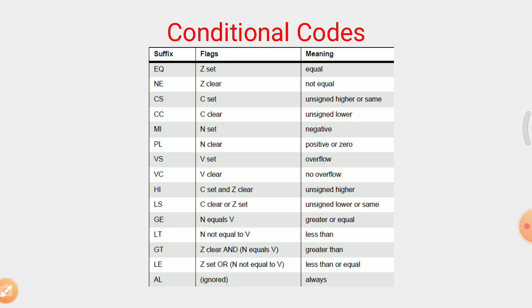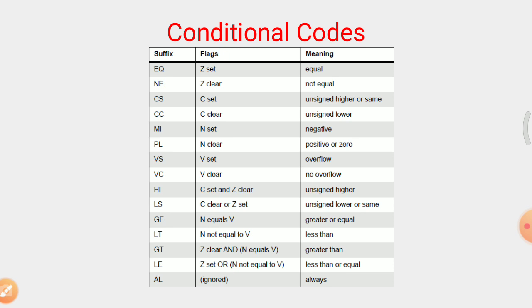The first one, suffix EQ. The meaning of this suffix EQ is equal. This suffix is added to any instruction, and that instruction is going to be executed only when the flag Z is set. The Z is the zero flag.